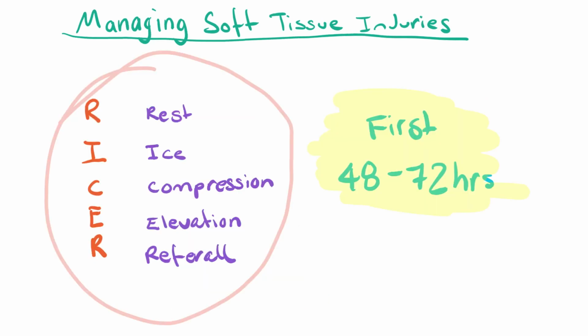So we've had a pretty in-depth look at RICER, and it's really important that you apply this in the very early stages of the management. Sometimes if you do this straight away, if it's a minor grade injury, say a grade 1 tear or sprain, this can allow the player to return to play quite quickly if you apply RICER very fast.